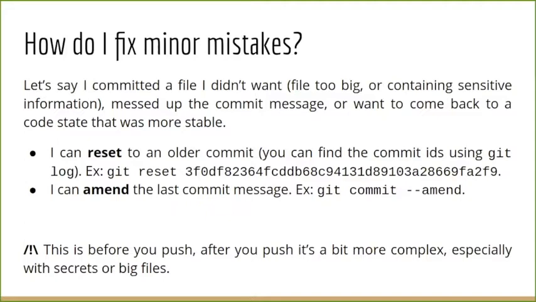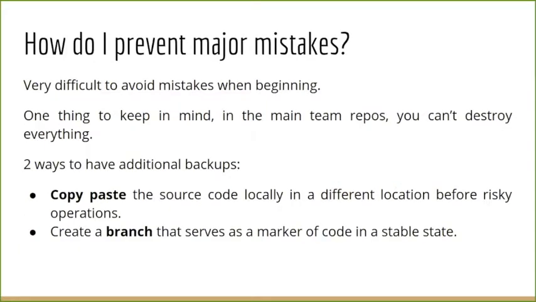However, you're going to make mistakes in the Git history, and you probably have already, if you have a lot of experience with Git. I have just two tips on how to prevent major mistakes. First is a very simple one, very dumb one. If you're afraid you're going to mess something up, you should copy paste the source code locally in a different location before anything that's very risky with Git. That's what I do when I'm a bit afraid I will mix things up in my own repo. And this is a way to be very safe, let's say.